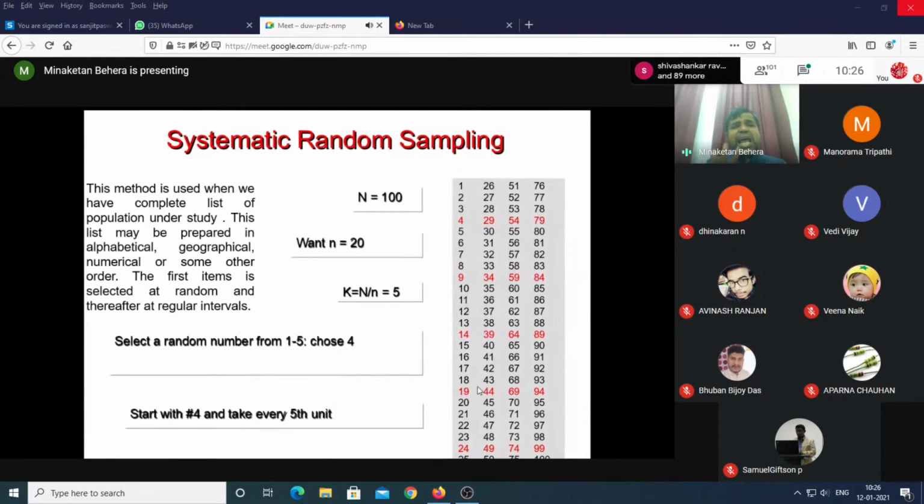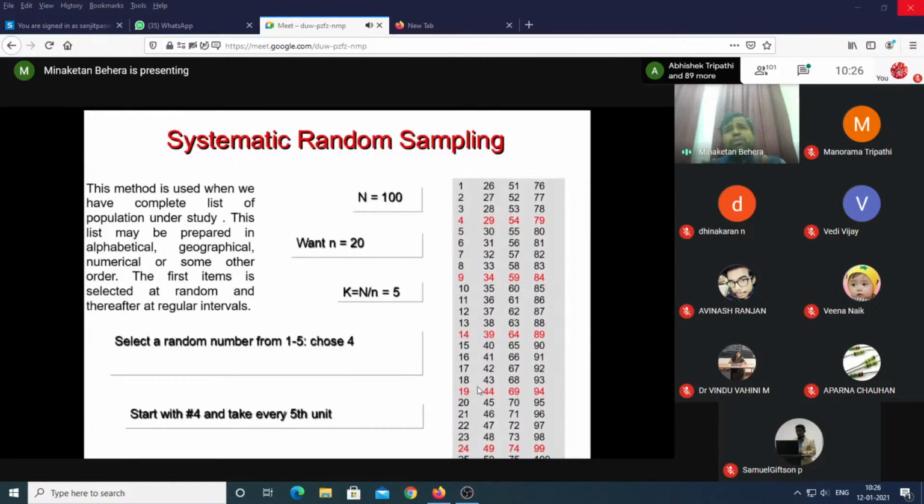So what do you have to do? You know your total population, that is N. The first unit is selected randomly and the next units are selected at an equal interval. So how will you calculate that interval? You know the population and you know the required sample. Your total population is 100 and your total sample is 20, so you divide 100 by 20, and you will find 5.